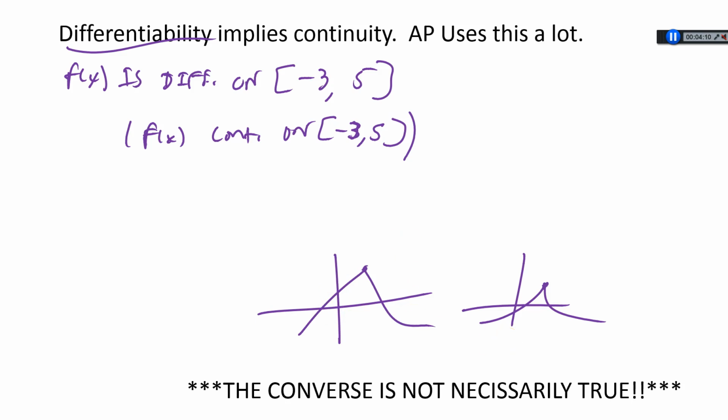If they tell you it's continuous, that doesn't mean it's differentiable. But if they tell you it's differentiable, that does mean that the function is continuous. Okay? So on the AP, lots of the time, they'll say f and g are two functions that are differentiable on their entire domains. They'll say something like that, something cute.